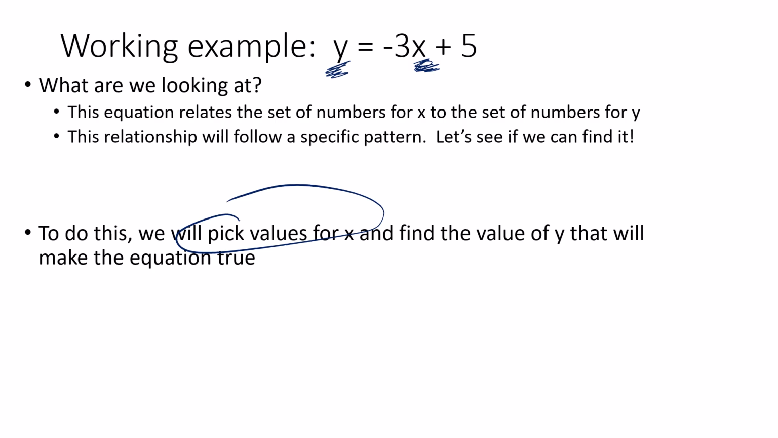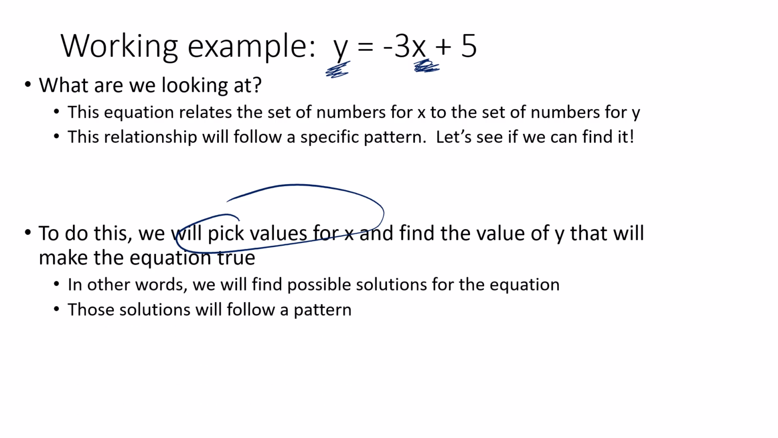Now, some of those values are going to be nicer than others, and we'll get to that at the end of the lesson. How can you pick numbers that are going to get you where you want to go in the easiest way possible? In other words, we're going to find possible solutions for an equation. So remember that a solution is what makes the equation true. So I'll annotate that there. Okay, so the solutions make the equation true, and those solutions are going to follow a particular pattern. That's what we're looking for. That's what the relationship is.